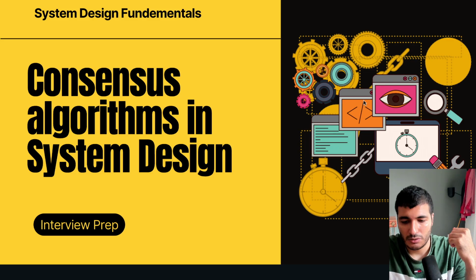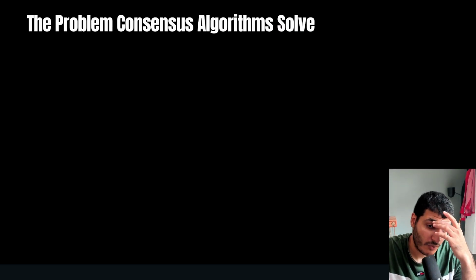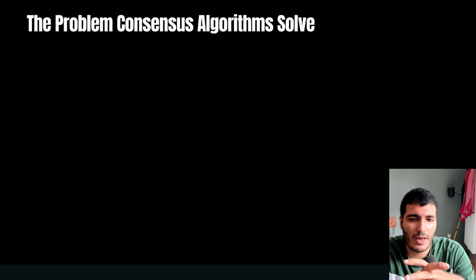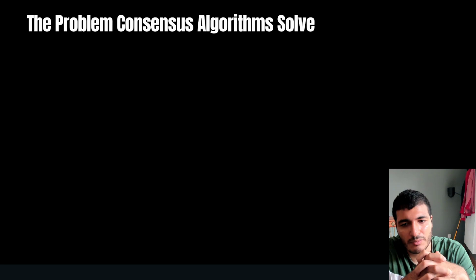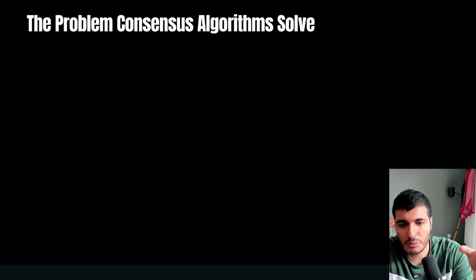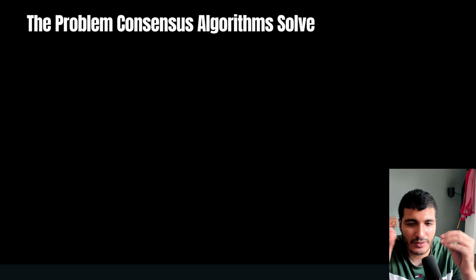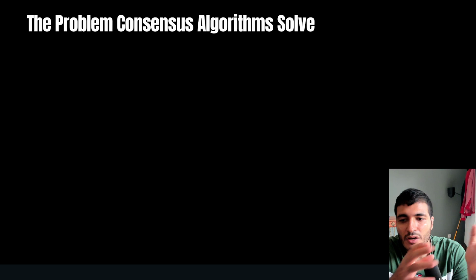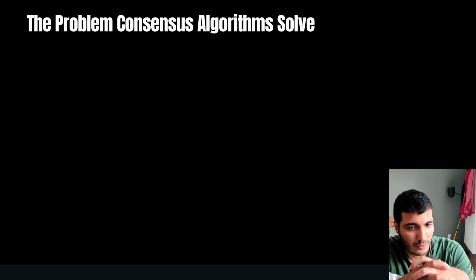Okay, so let's start. First, let's try to understand the problem. The problem at the heart of consensus algorithms is quite simple. How does a group of distributed nodes agree on a single value or a sequence of decisions, even if some of them fail or can't communicate reliably?